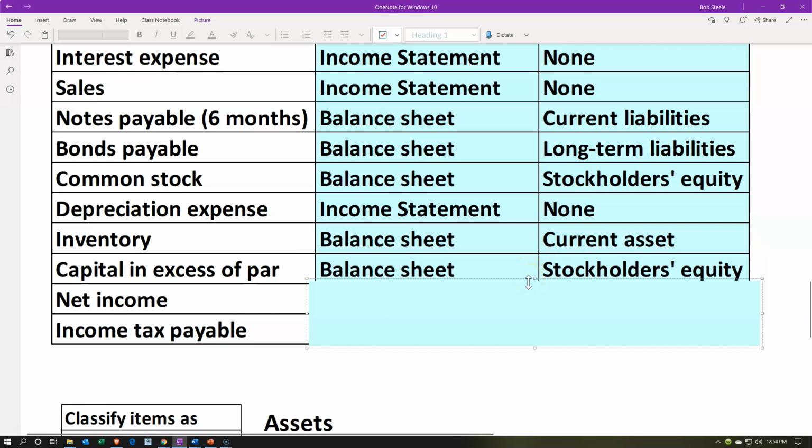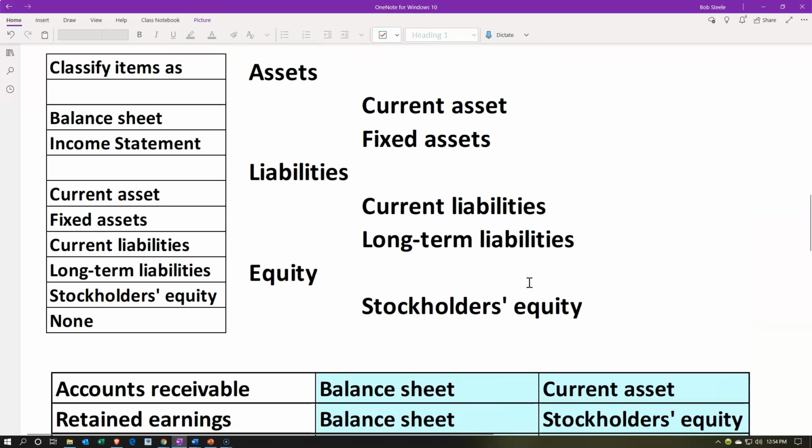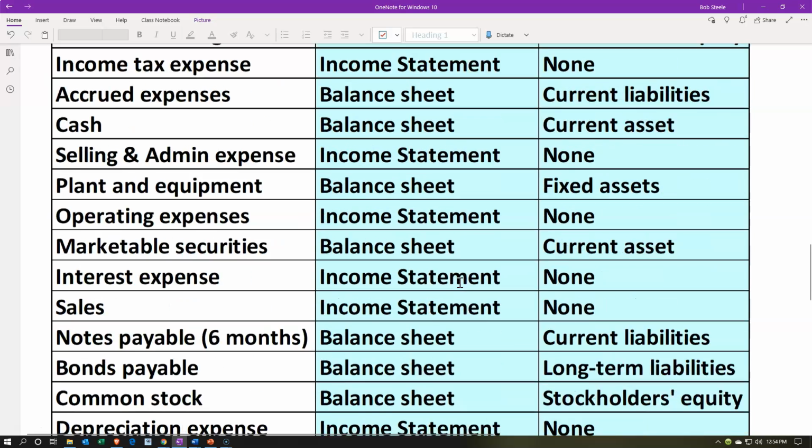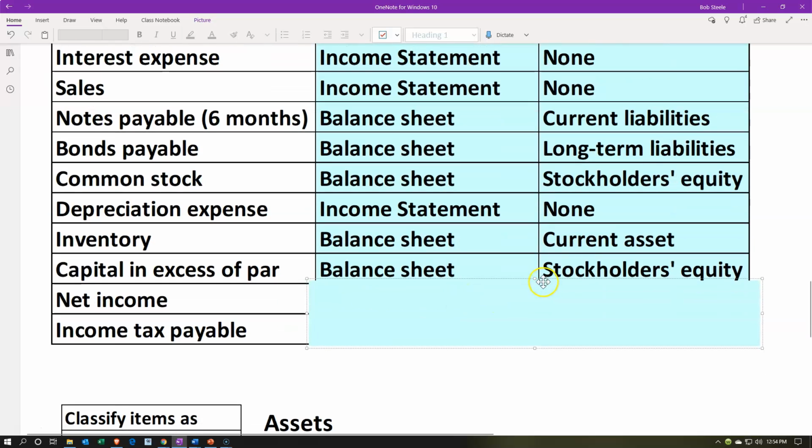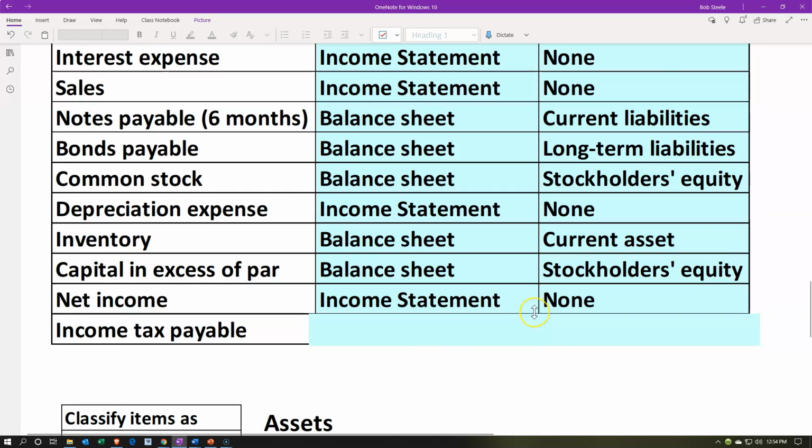How about net income? Is that going to be a balance sheet account or income statement account? So that should ring a bell. That's the bottom line of the income statement, kind of like the bottom line with a double underline under it. So that's on the income statement. It's not an account. It's going to be a categorization, basically that little bottom line of the income statement. So income statement.